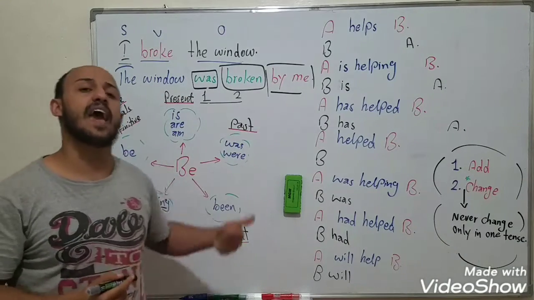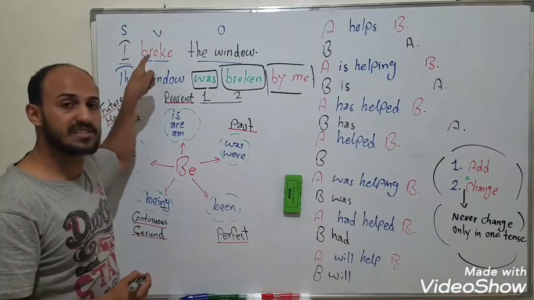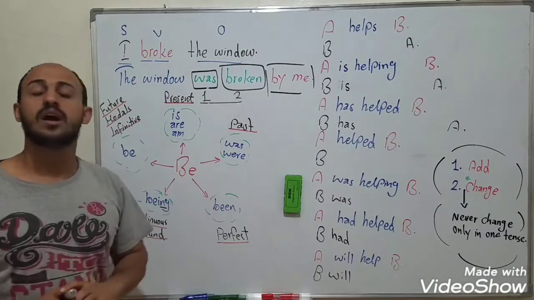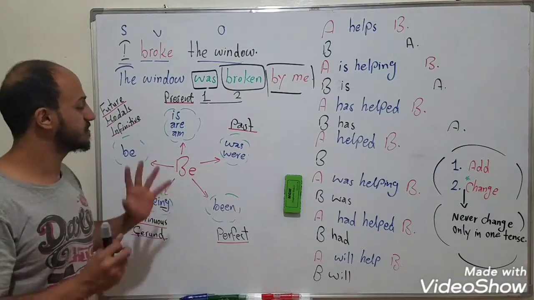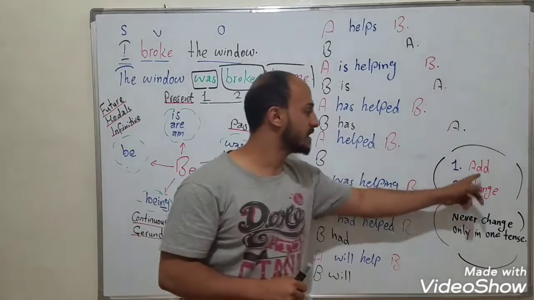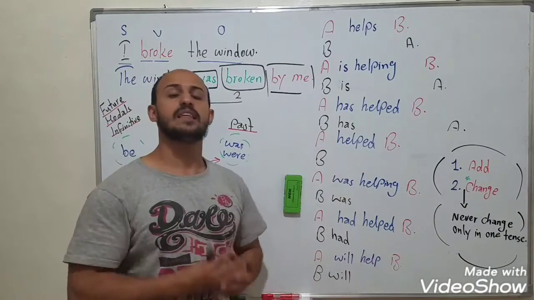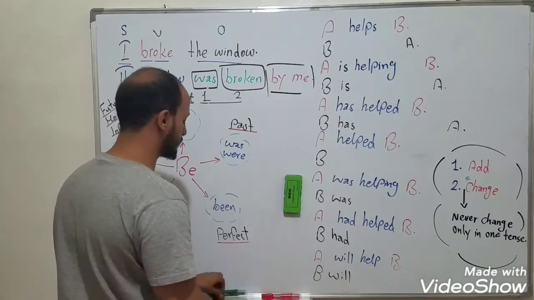So this is how I add, all right? Then number 2 is that I change the verb itself in the real sentence, in the active sentence. I change it to past participle, all right? That's it. That's all about add and change. So now let's get some examples about all the tenses, all right? Let's do it together.